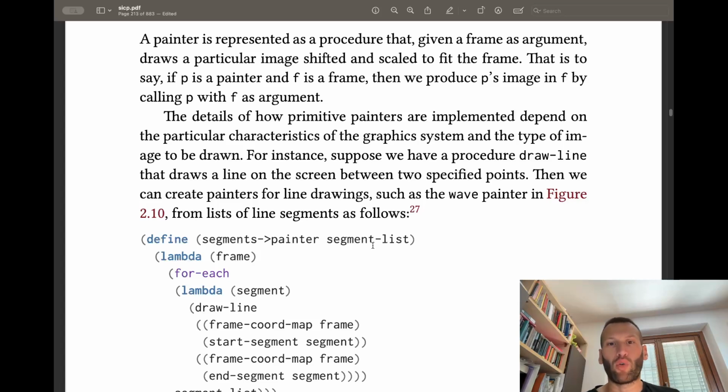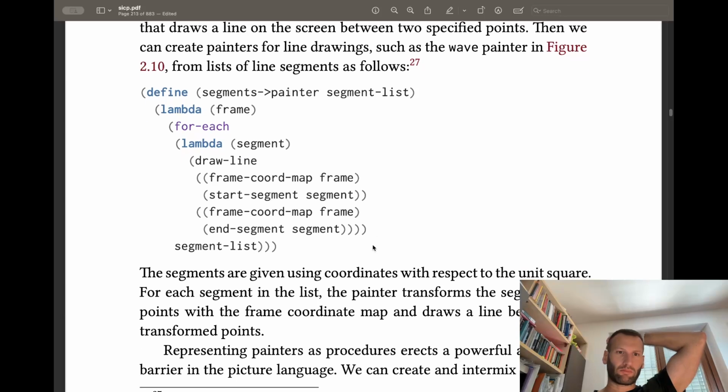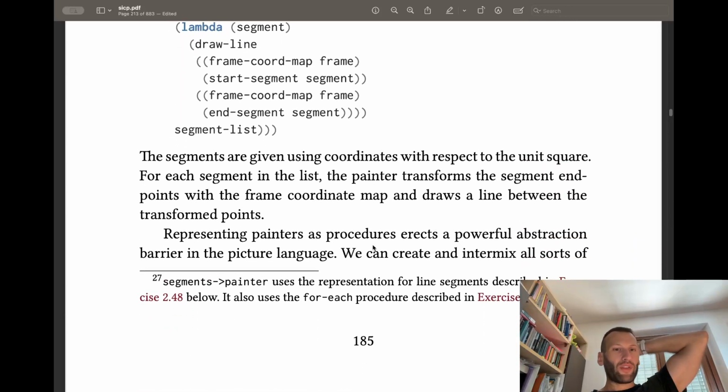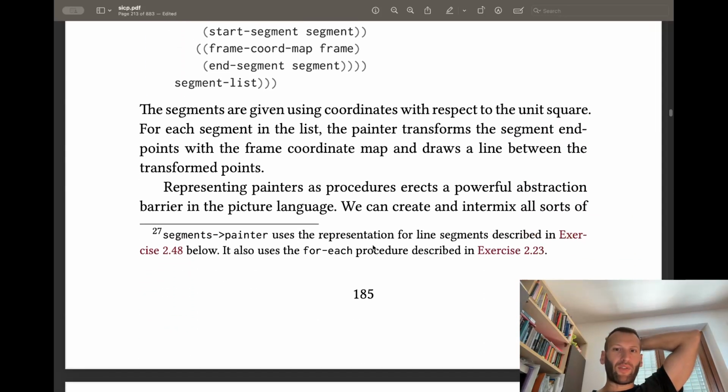For instance, suppose we have a procedure draw-line that draws a line on the screen between two specified points. Then we can create painters for line drawings, such as the wave painter in figure 2.10, from lists of line segments as follows. The segments are given using coordinates with respect to the unit square. For each segment in the list, the painter transforms the segment endpoints with the frame coordinate map and draws a line between the transformed points.